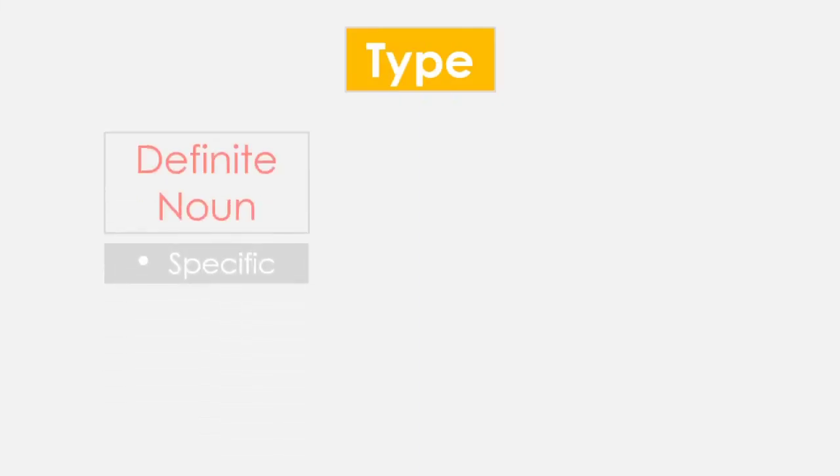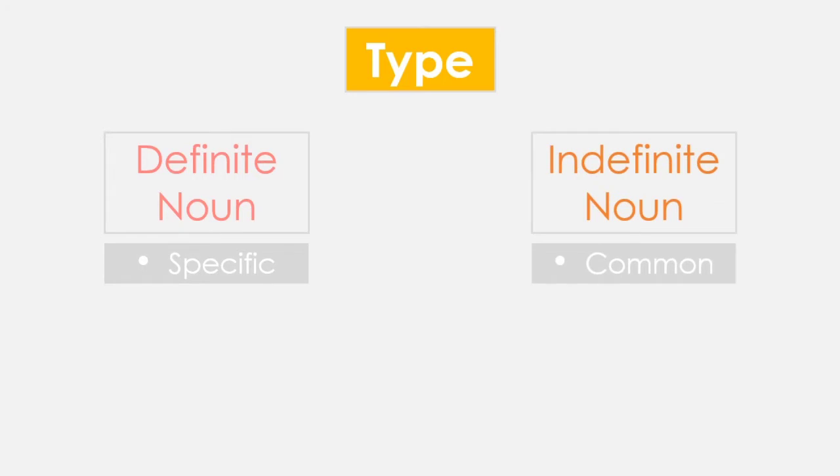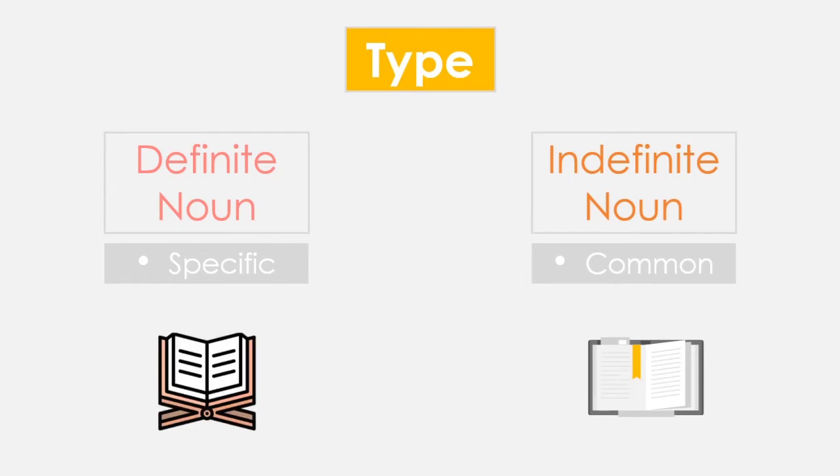Just to elaborate on the difference between the two, definite refers to specific, while indefinite is for general usage. For example, if I say book, it is just a common term which could mean any book. But when I say the book, it means I'm referring to one particular book. So the book is specific. Similarly, Quran is the name of a unique book.